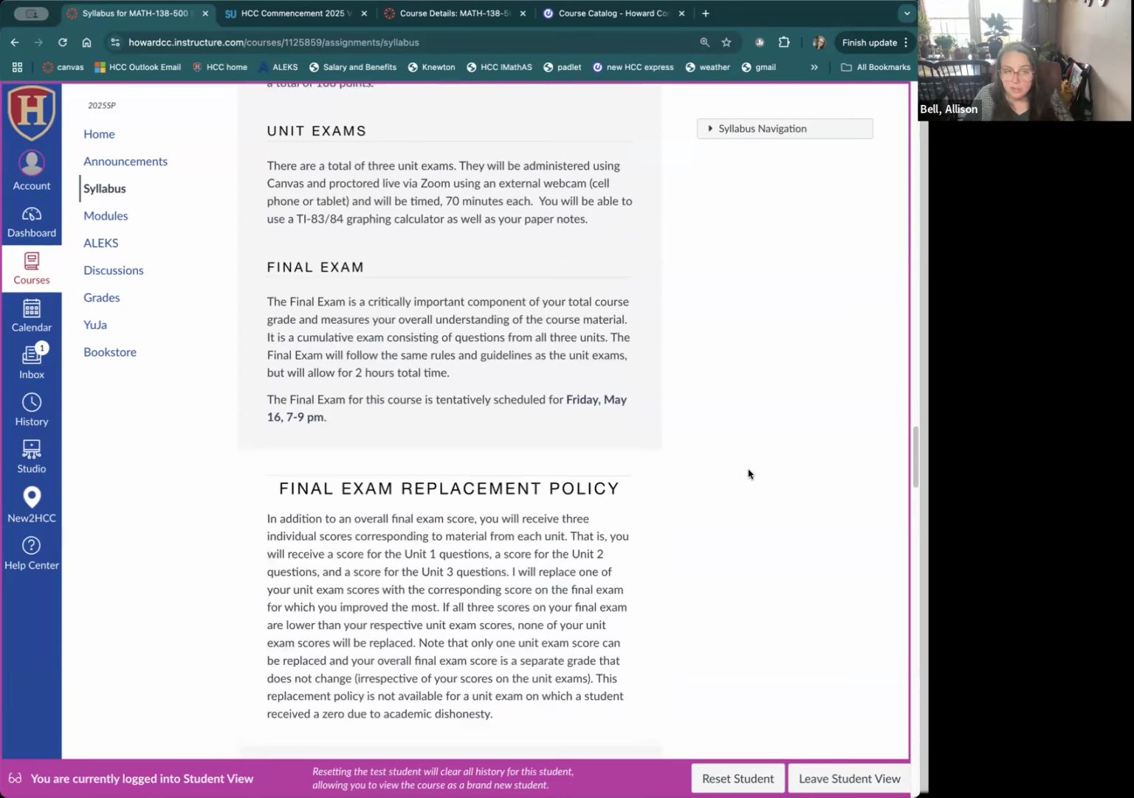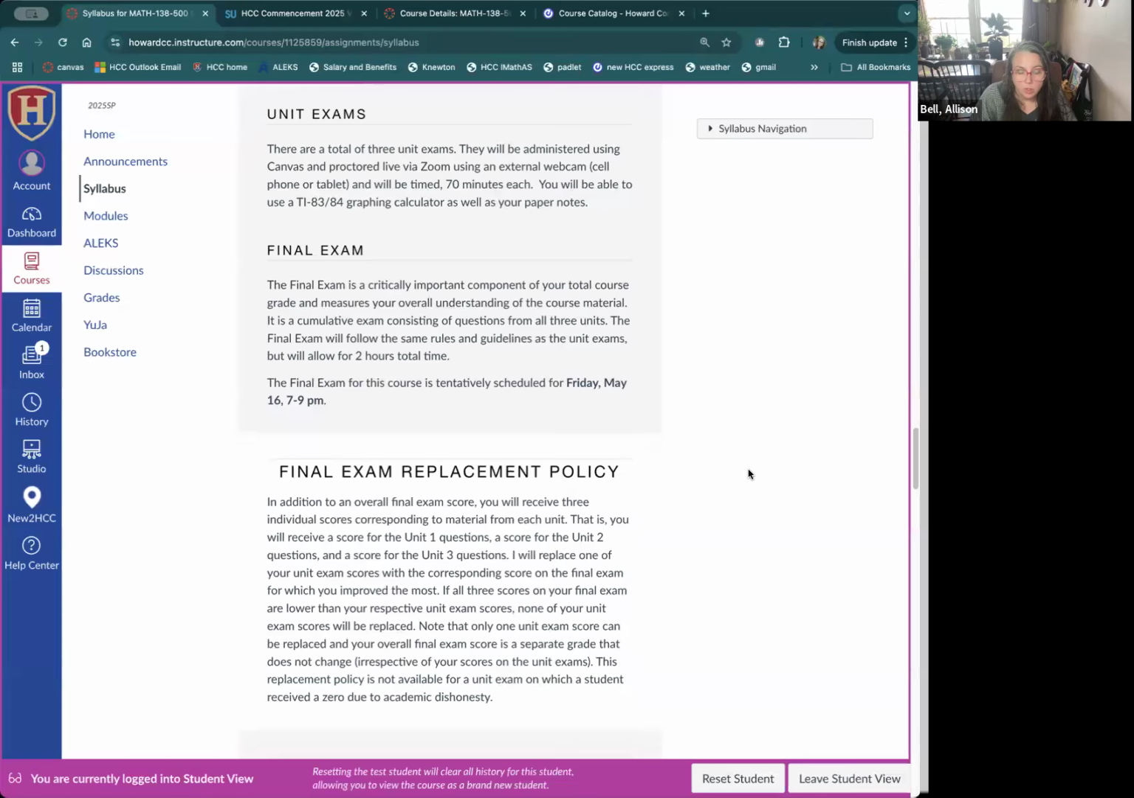We have 3 unit exams. Each one of them covers 1 unit of material. And then at the end of the term, we have a final exam. The 3 unit exams are already scheduled on your Canvas calendar, so take a look at that. Additionally, I have already scheduled our final exam for May 16th from 7 to 9 p.m. I need to know now if you cannot attend that final exam, and we will make arrangements.